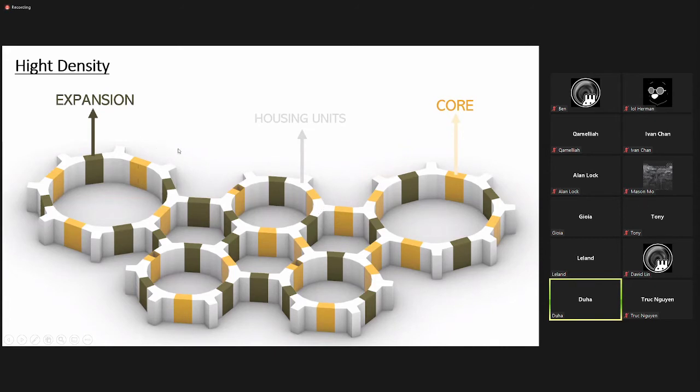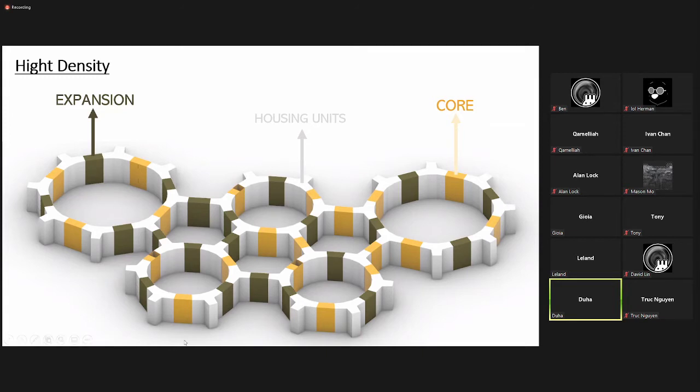This one is the high density, where all the units are installed and all the cores are installed and the expansions and everything. The project will actually not look like this, because there's a very low possibility of everyone expanding their units and having it as a high density.